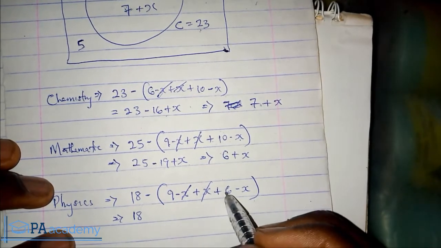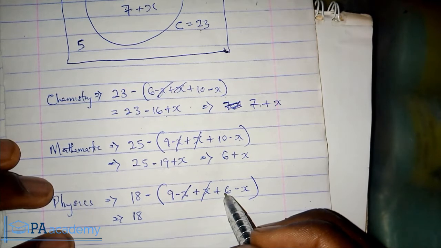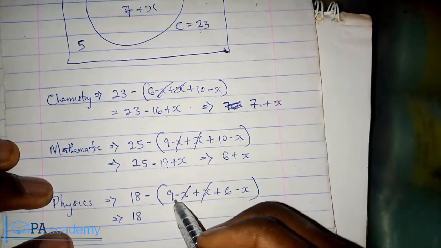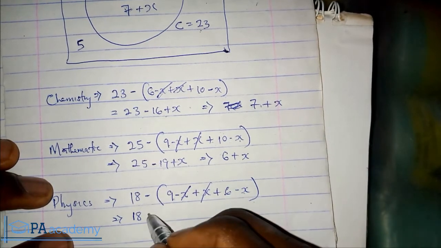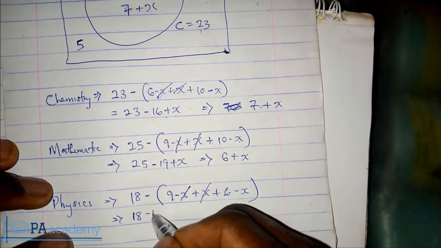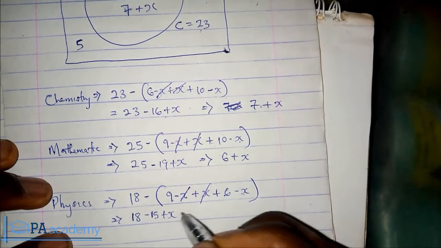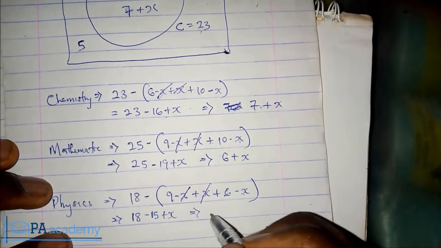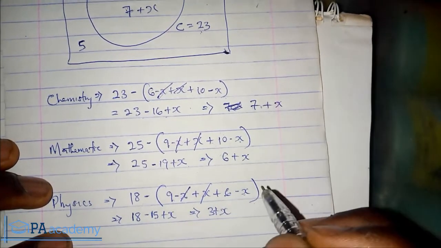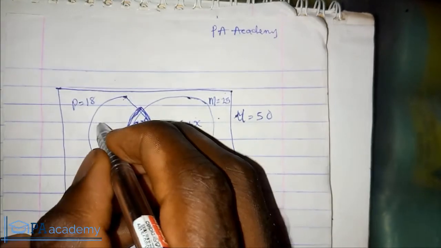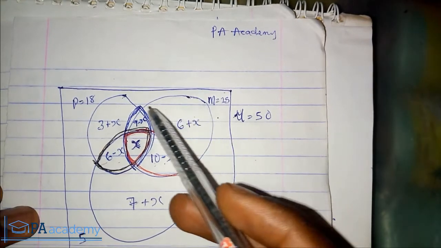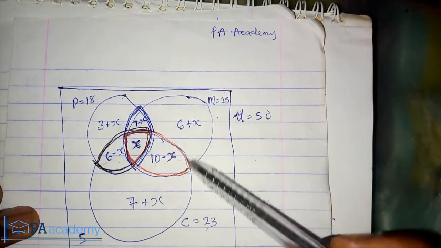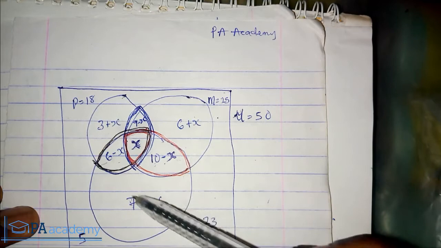So 9 plus 6, that's 15. So here will be 15 minus x. Due to this minus, if you use the minus to multiply it, that will be minus 15 plus x. So that will give us 3 plus x. So here we'll be having 3 plus x. Now we've assigned values to all the parts of this set. All of them now have their value.